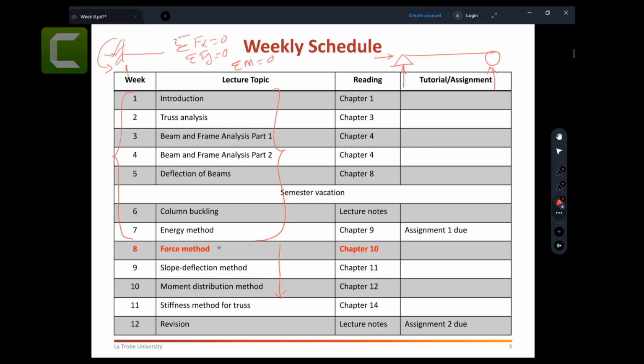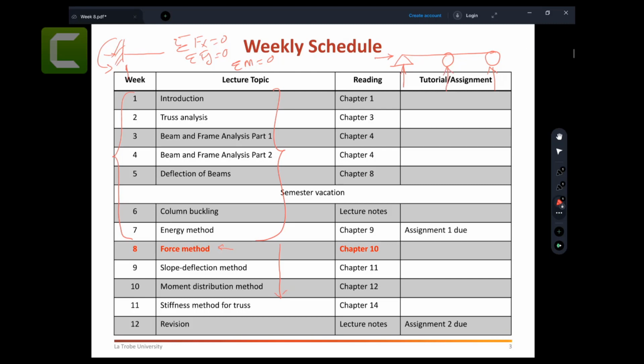Now from week number 8, we are going to talk about additional indeterminacy, meaning that you have additional unknown forces. Let's say I put 1 roller here. For example, I put 1 roller because the beam was deflecting too much, so I put in an extra roller. If I put in an extra roller, I have an extra unknown force.